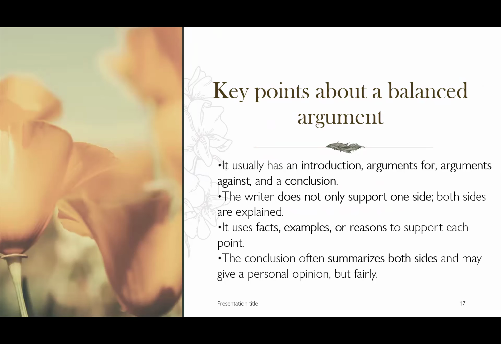Key points about a balanced argument. It usually has an introduction, arguments for, arguments against, and a conclusion. The writer doesn't only support one side, both sides are explained. It uses facts, examples, or reasons to support each point. The conclusion often summarizes both sides and may give a personal opinion, but fairly.